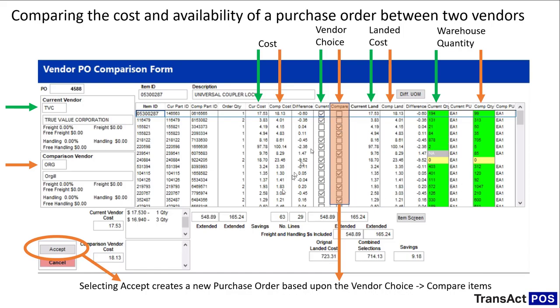Once that is completed, choosing the Accept button in the bottom left will then create a compare purchase order for that vendor using their part numbers. And then we'll retire that item from the original or current vendor. So it'll split the order for you and create a supporting PO.